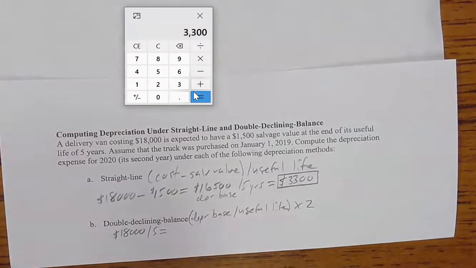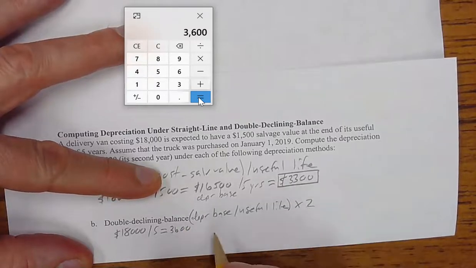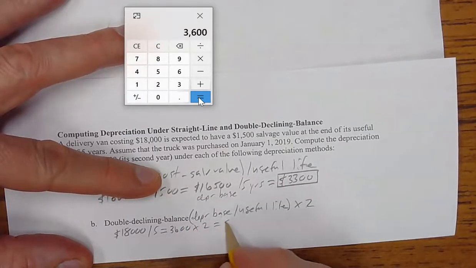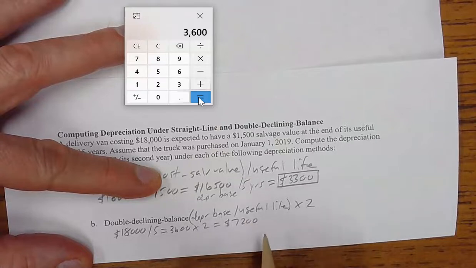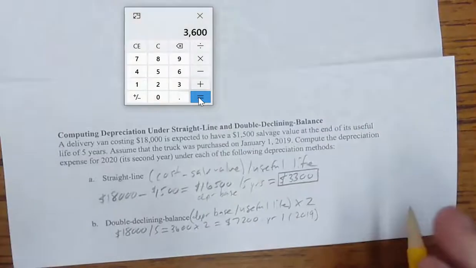So if we do that, 18,000 divided by 5 equals 3,600. And now we're going to multiply that by 2, which equals $7,200. However, this $7,200 is for year 1. This is for the year 2019. Okay, so here's the thing.